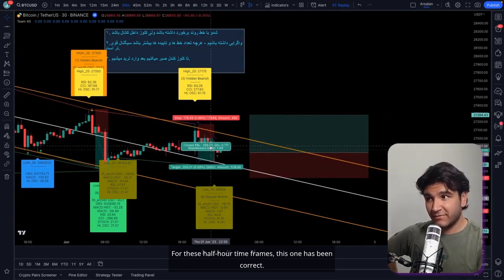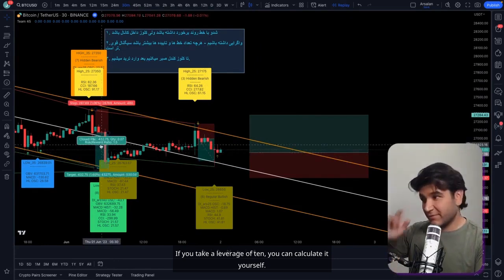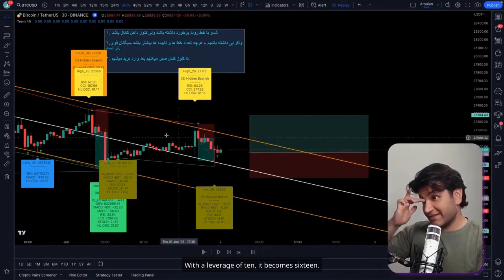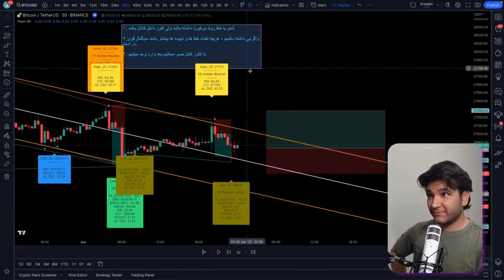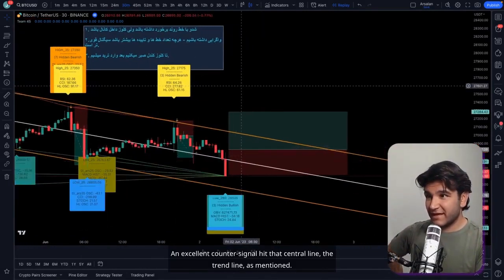For these half-hour time frames, this one has been correct. If you take a leverage of 10, you can calculate it yourself. With a leverage of 10, it becomes 16. An excellent counter signal hit.